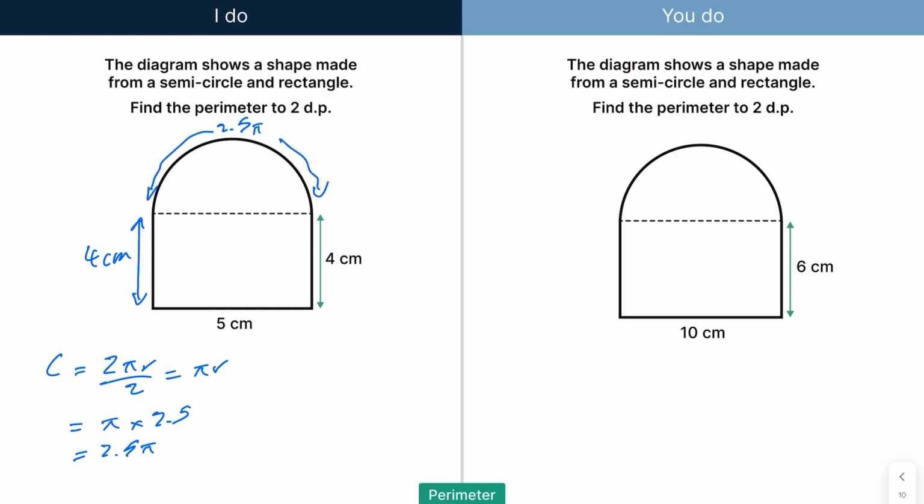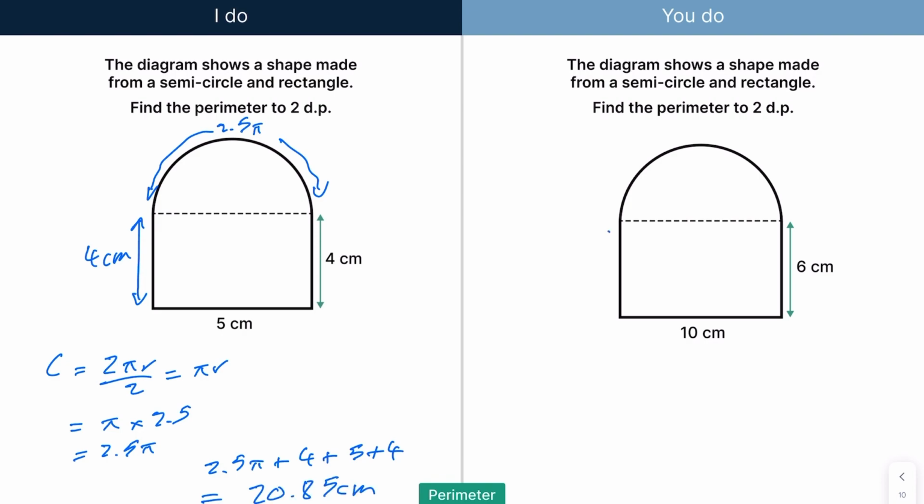Now I just add all the sides together. So my final answer is going to be 2.5 pi plus 4 plus 5 plus 4. And if I type that into my calculator, so that will be 2.5 pi plus 4 plus 4 plus 5, and that gives me, to 2 decimal places, 20.85 centimeters.